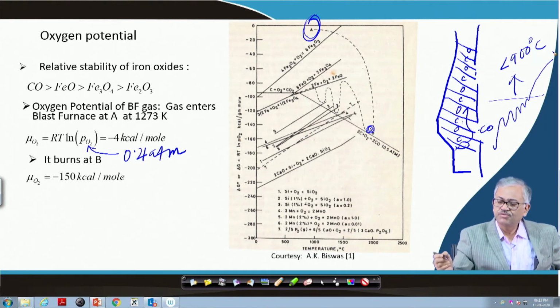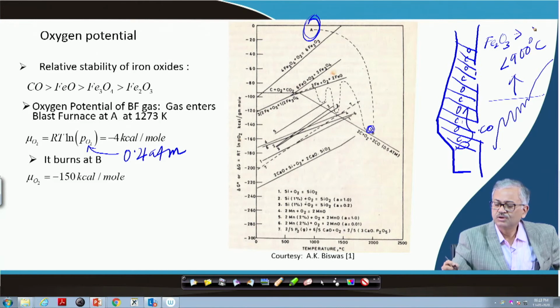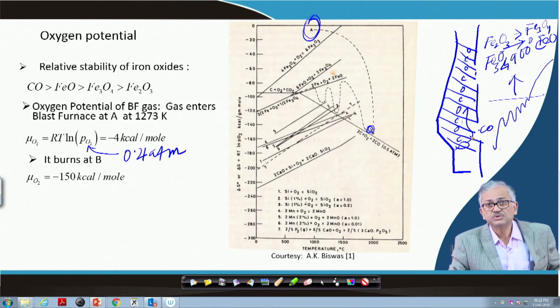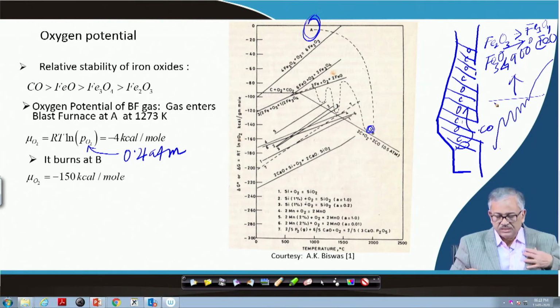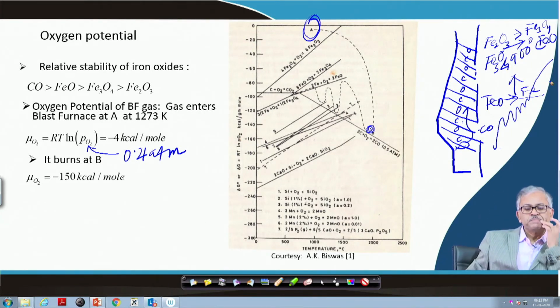So, that is why you have found that where the oxidation potential is very low, basically Fe2O3 will convert to Fe3O4, and then your Fe3O4 will convert to FeO, right. And in the lower position, all the other reactions take place, FeO to Fe, will take place here, right.